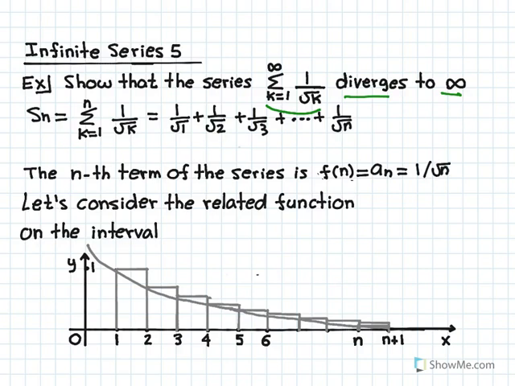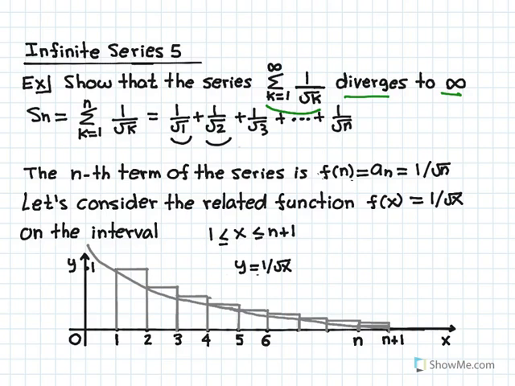Let's consider the related function f of x, where x is any real number. F of x is equal to 1 divided by root x, on the interval x less than or equal to n plus 1, and larger or equal to 1. Now take a look at the graph of y equals 1 over root x. You will notice that the area of each of these rectangles is actually one of these terms. The first rectangle has an area of 1 divided by root 1. The second rectangle has an area of 1 divided by root 2, and so on.